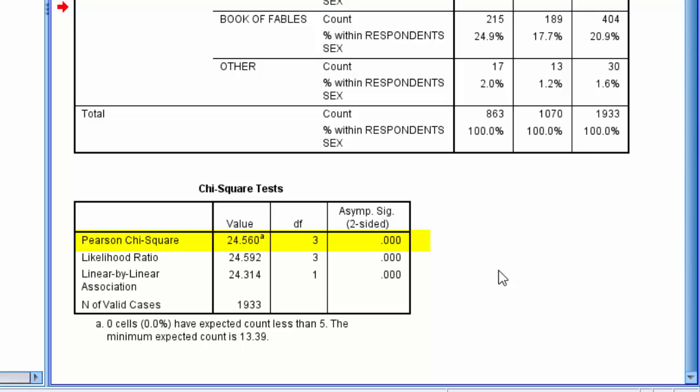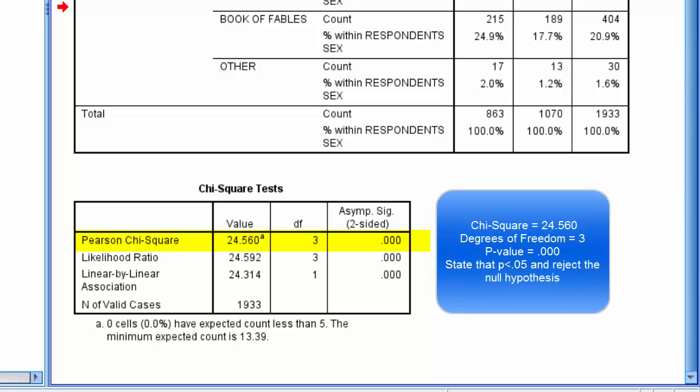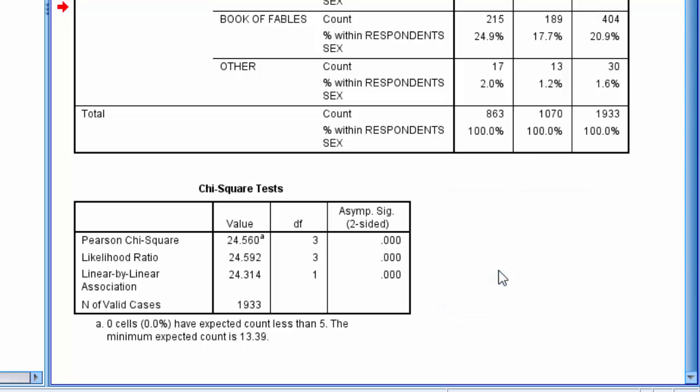The p-value associated with these values is 0.000, so therefore we can say that our p-value is less than 0.05, our alpha, and thus reject the null hypothesis that there's no relationship between the variables. Therefore, we can conclude that there's support for our research hypothesis, which states that there is a relationship between your sex and your feelings about the Bible.